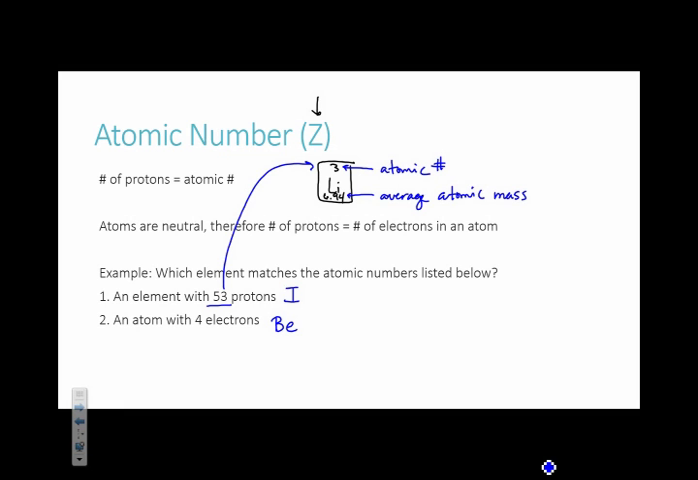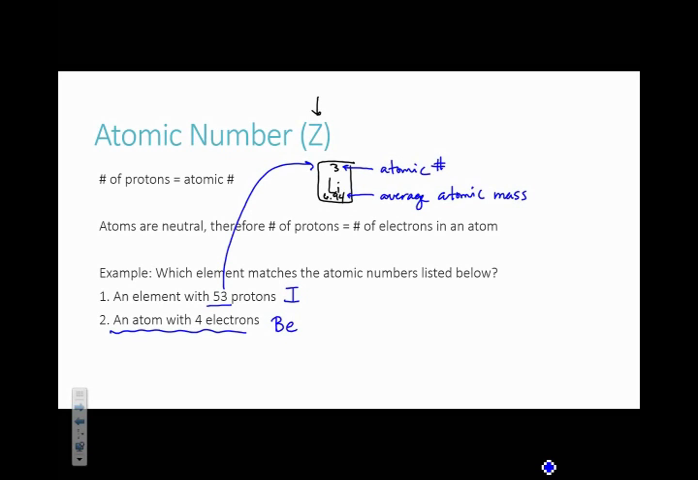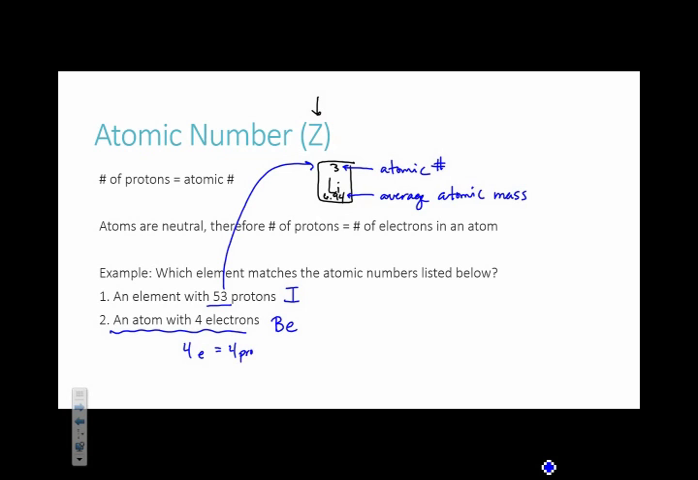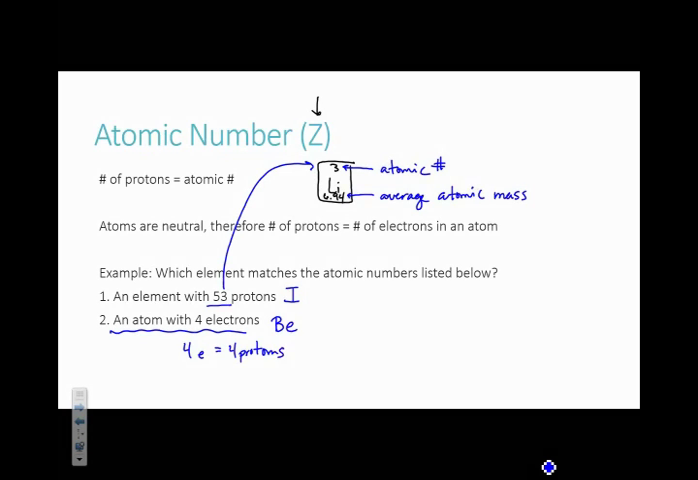Excuse me, 4 electrons. Right. So I was trying to be super tricky there, and then I missed that I was supposed to be being tricky. So let me back up here and say this question is supposed to get you to think about the fact that, hey, they're neutral, so my 4 electrons would equal 4 protons, and so therefore I have access to the information I need to answer the question.